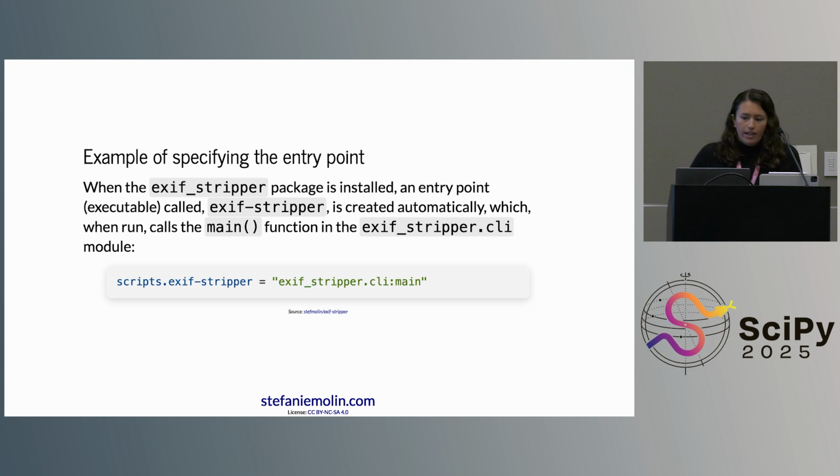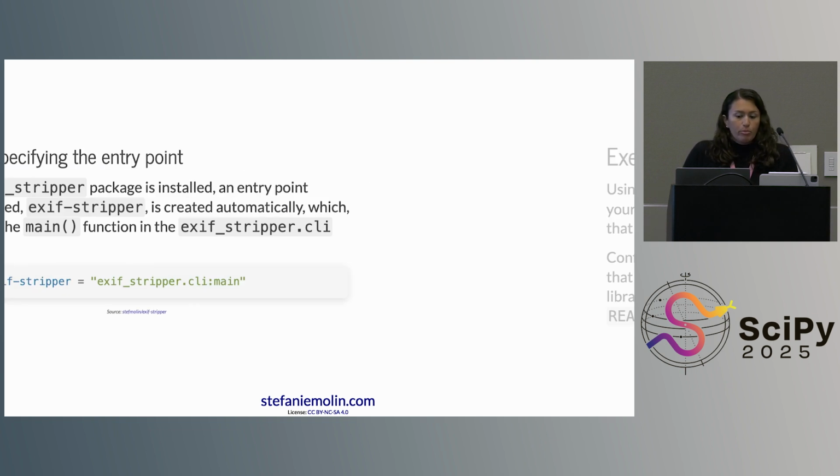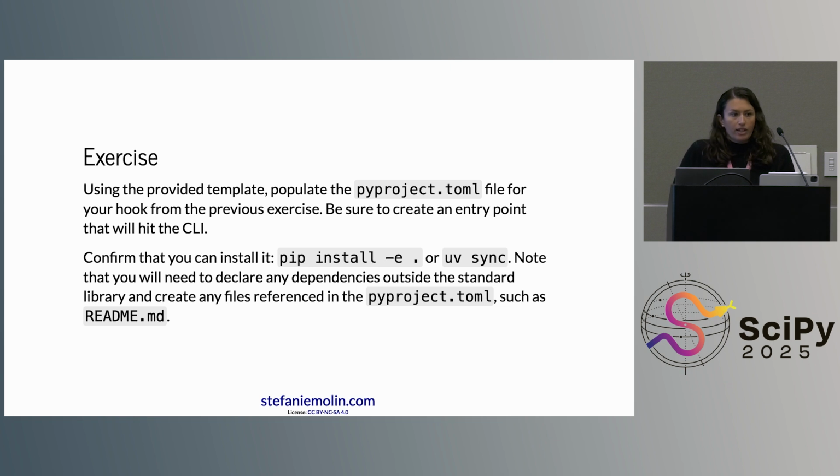Okay, so let's go ahead and do that. At this point, you will also be able to confirm that you can install your package. Once you add that information to your pyproject.toml and you fill it out, then you can do pip install -e . and confirm that that works. And if it does, then you can also check that your CLI is working correctly.